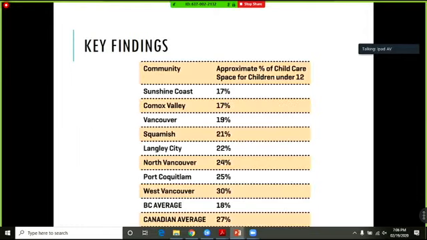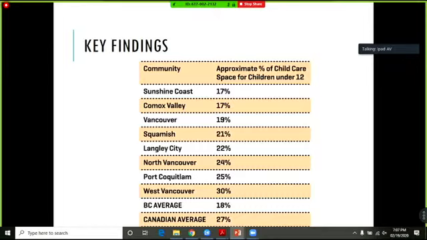In terms of comparing this to other communities, I included the Comox Valley here. It was another study we did in very comparable communities, and you see that your ratios are about the same, 17% of childcare spaces for children under 12. The provincial average is 18%, and across different communities, it ranges from 17% to about 30% for West Vancouver. It's really about the access and affordability and quality that can be provided depending on different resources in the community. So it's really varied from each community.